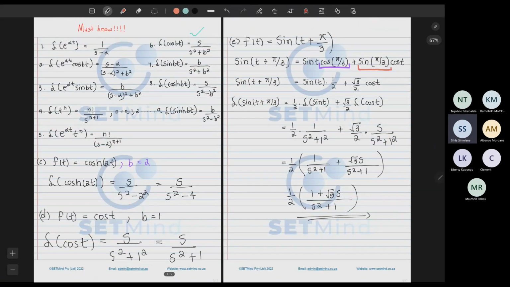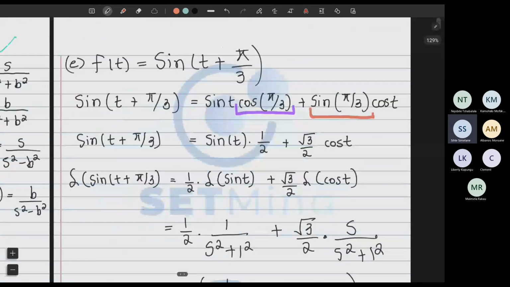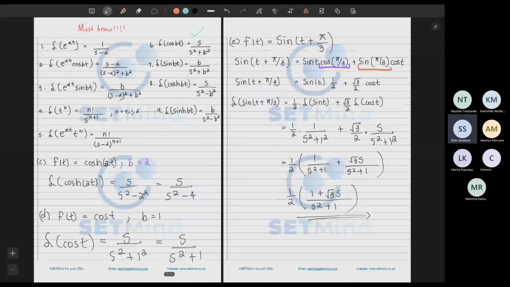So we know the table, but we couldn't figure it out. The plus was complicating life, but we just had to use high school knowledge. Sine of alpha plus beta is sine of alpha cos beta plus sine of beta cos alpha. Right. And then let's look at another one.